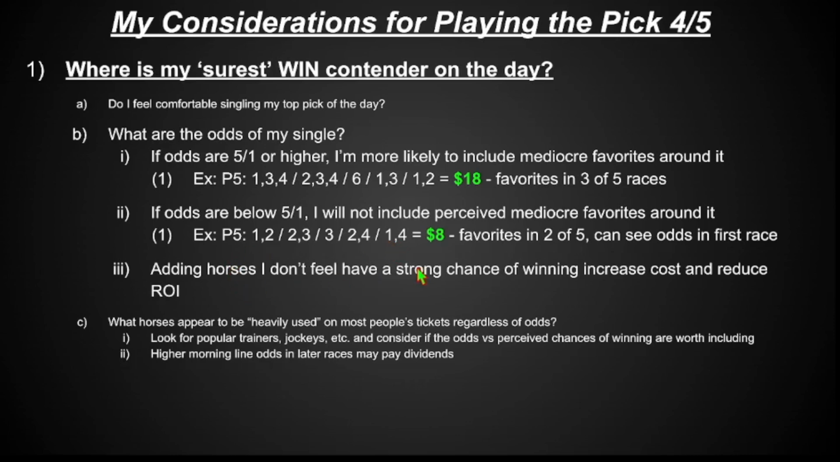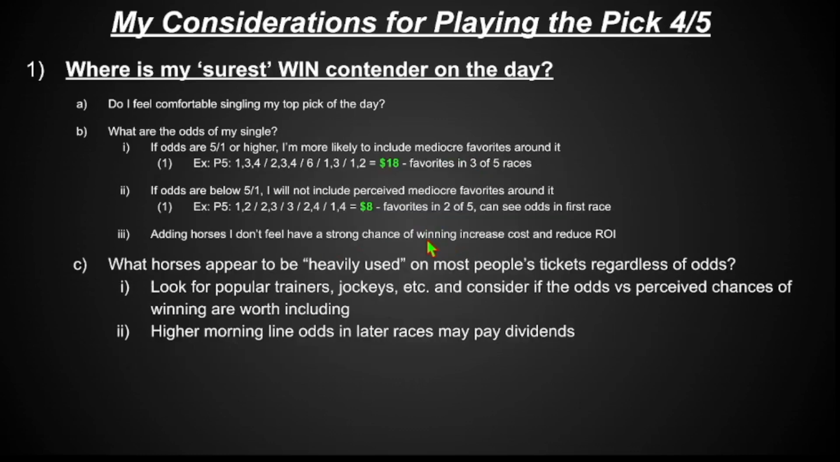Adding horses I don't feel have a strong chance of winning increases the cost and thus reduces your ROI. So I could add more favorites in the 2nd race and the 4th race, but that's going to jump my ticket up and end up costing $18 if I were to add the favorite in the 2nd race and the 4th race, and I still would need to get this 3 to 1 third choice in the betting to win. So $18 when my top pick is just 3 to 1. I'd have to really weigh how strongly I'd like the rest of the races, but typically with a horse that's somewhat of a favorite, not quite long odds, I like to keep my ticket prices a little lower.